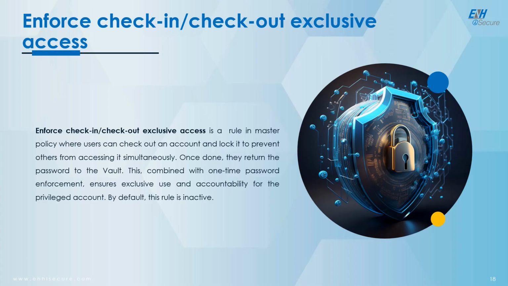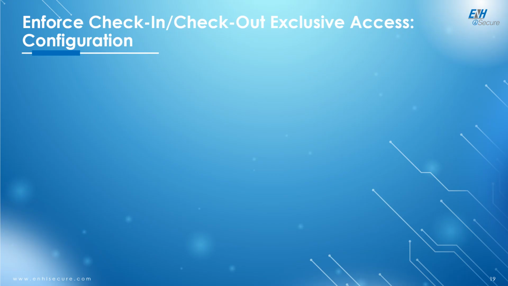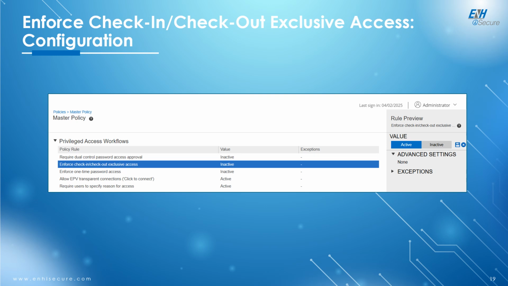The parameter enforce check-in check-out exclusive access essentially means that only one user will be able to access a given account at a particular time, which provides us with non-repudiation. When applied, only one user will be able to access and use an account at any given time. The user can't say that another administrator did it, as the user is the only one who had access to the password. We can configure the enforce check-in check-out exclusive access rule just by selecting the rule in the master policy window and toggling the status of the rule from inactive to active.